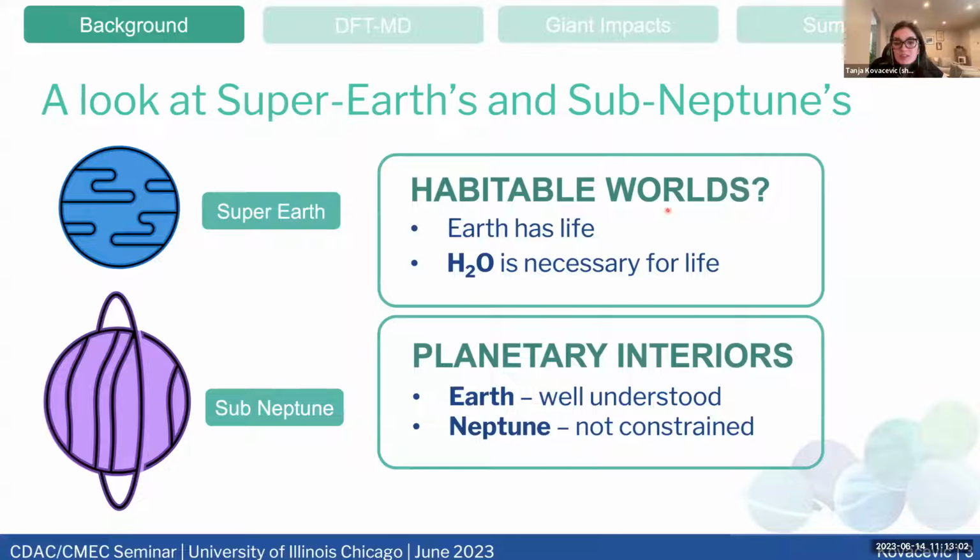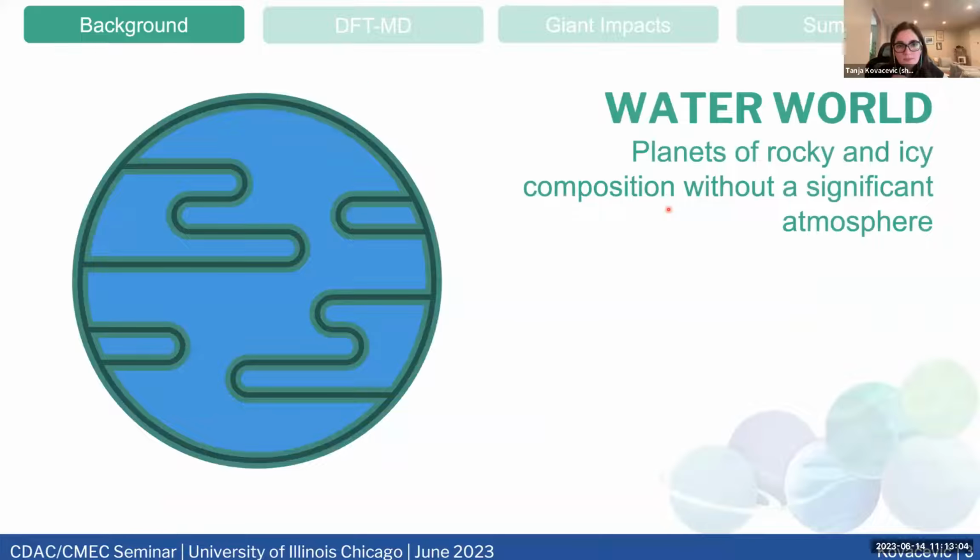simple picture of what the interior of a water world may look like. Let's begin with the definition for a water world that we'll use for the rest of the presentation. A water world is a planet of rock and icy composition without a significant atmosphere. This is just our way of cheating a little bit. These calculations that I do are pretty expensive and complicated already with the number of elemental species we have in them.